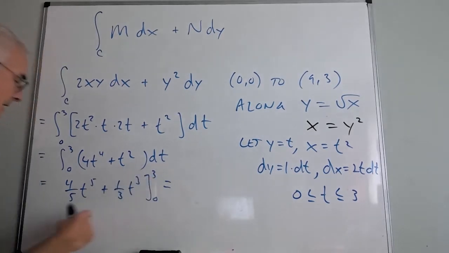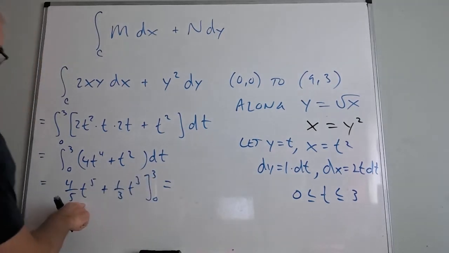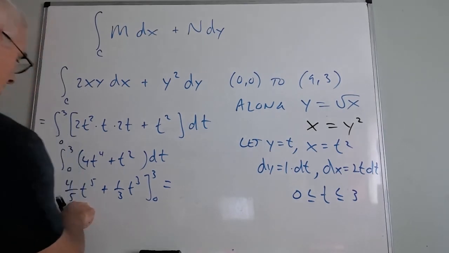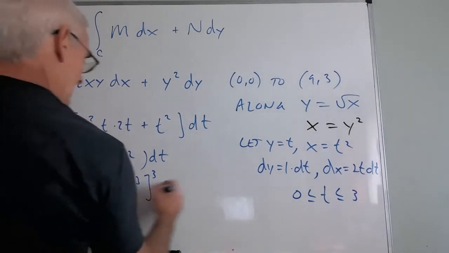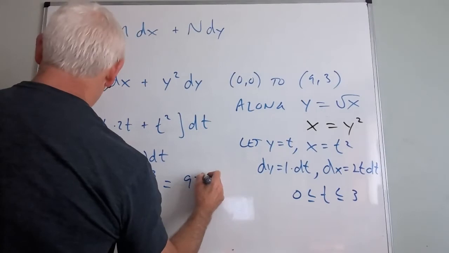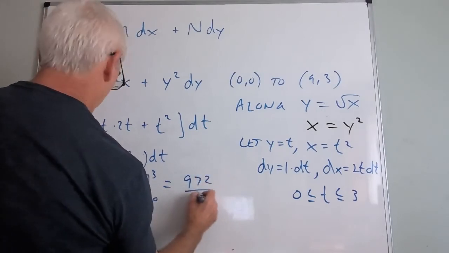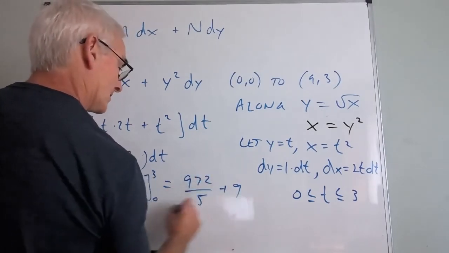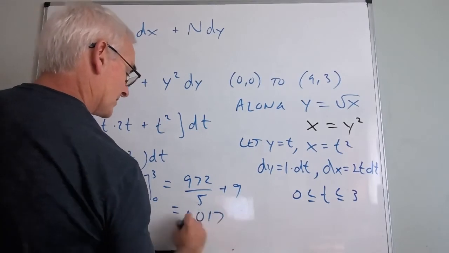So 0 to 3. So what do we got here? 243 times 4, so it's 972 fifths plus 9, or what, 1017 fifths.